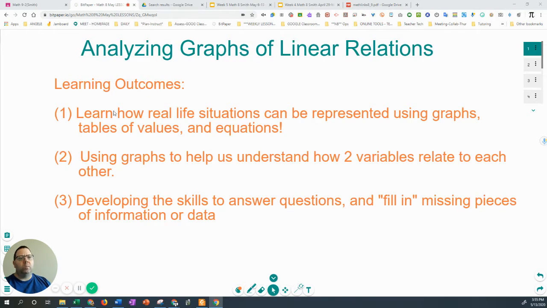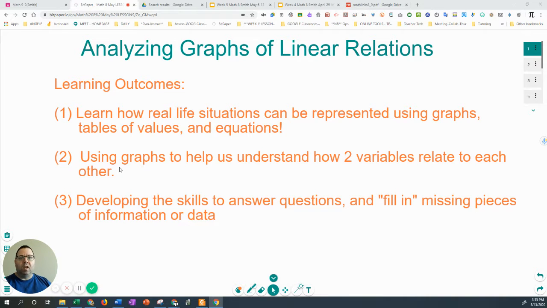Our learning outcomes are, we're going to learn how real life situations can be represented using graphs, tables of values, and equations, okay? You did touch on this a little bit in grade 7, and I believe you even did a little bit of this in grade 6. For sure, you did patterns and relations using T-charts, right, in grade 6. I know this because I've seen them outside Miss Draken's room sometimes when I walk down that hallway. So the other outcome is using graphs to help us understand how two variables relate to each other, okay?